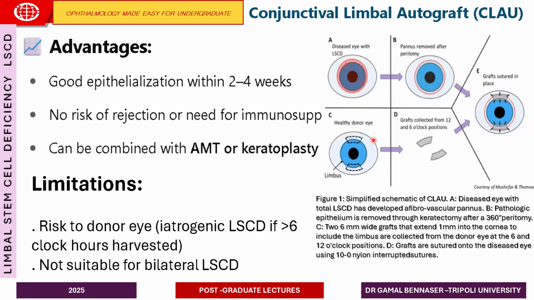In the diseased eye, first of all, they remove the fibrovascular pannus and make sure that the ocular surface is healthy. And then from the donor eye, a piece of the conjunctival limbal autograft is removed from the 6 and the 12 o'clock positions, and then is placed in normal saline or BSS solution. And then it is secured by fibrin glue or by 10-0 sutures to the limbus. And within 6 to 8 weeks, you will find significant improvement in the ocular surface and also the residual staining of the cornea. And also the visual function is dependent on the clarity of the stroma.